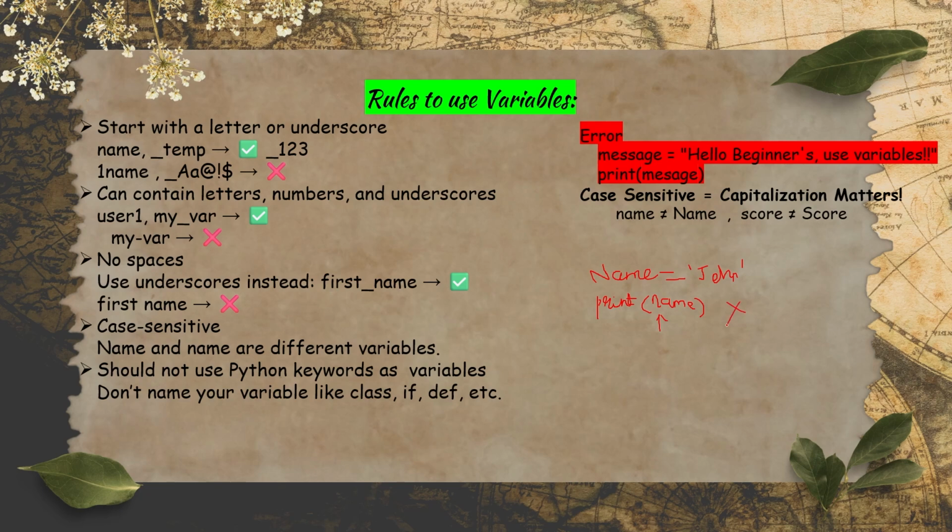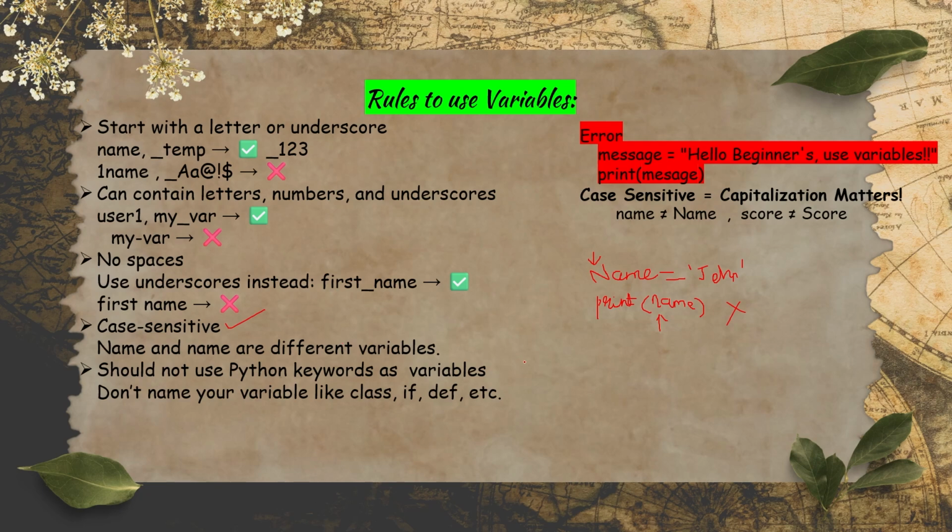This is completely wrong because the ASCII code for capital N, or uppercase N, is different, and the ASCII code for lowercase n is different. So, Python is case sensitive, since it differentiates the uppercase and lowercase characters.